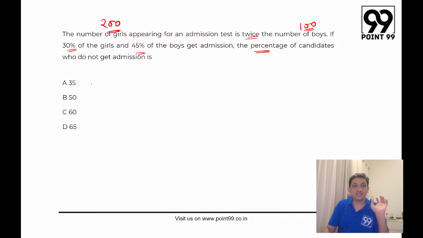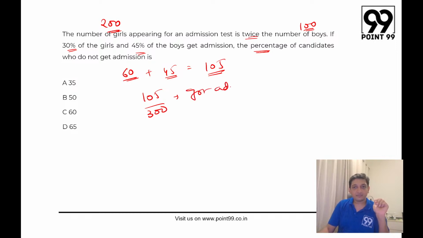Now 30% of the girls get admission. So 30% of 200, that means 60 girls get admission, and 45% of the boys get admission. That means 45% of 100 is 45 get admission. So how many people got admission? 60 plus 45, so 105 people got admission. So out of 300, out of 200 plus 100 that is 300, 105 people got admitted. Okay. 105 out of 300 got admission. So I know this here.